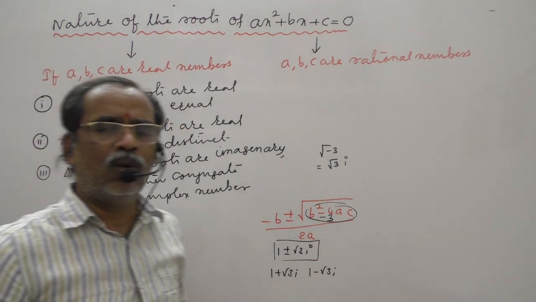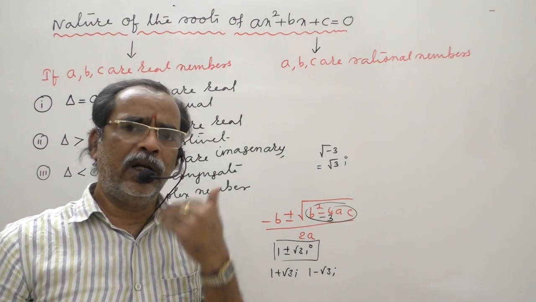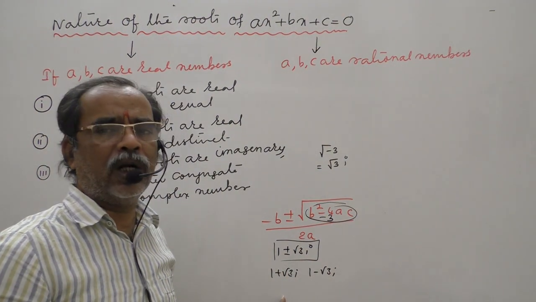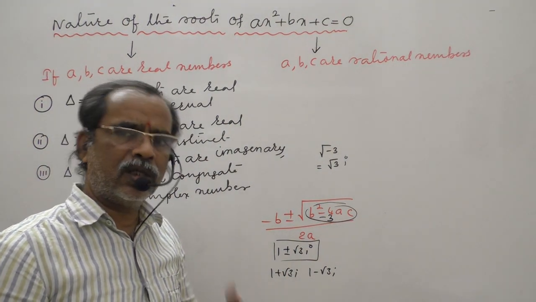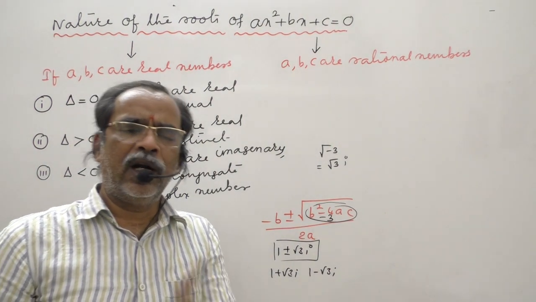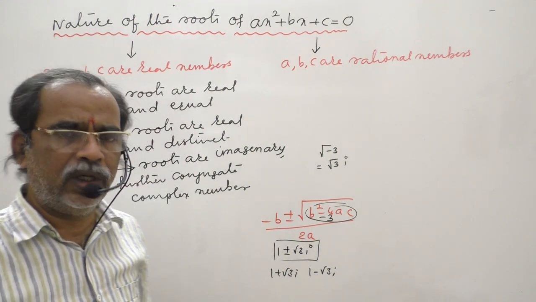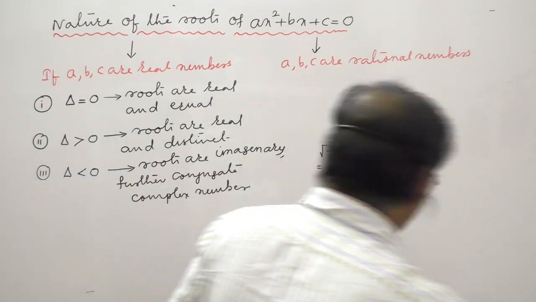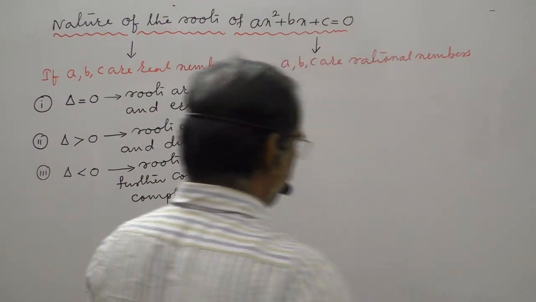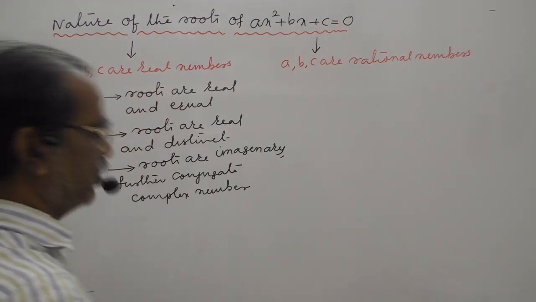Whenever roots occur in complex numbers, they occur in conjugates. This is the conjugate of this, and this is the conjugate of this. We will see these in complex numbers. For example, 1 plus i and 1 minus i are called conjugate complex numbers to each other. Therefore, in the first case, if a, b, c coefficients are real numbers, then these are the 3 cases.